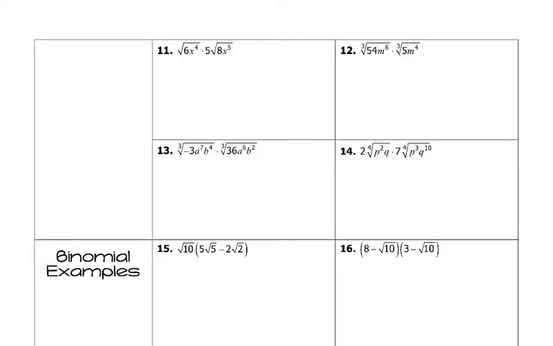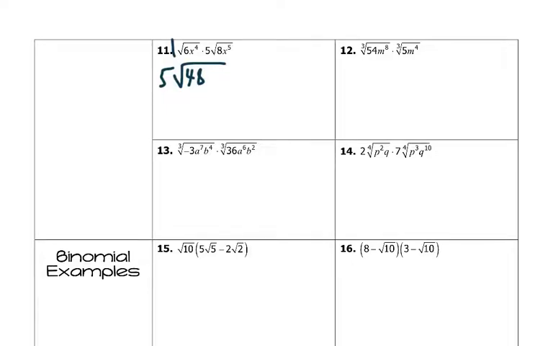So here we go. Square root of 6x to the 4th times 5 square root of 8x to the 5th. Well, we got to multiply the coefficients. The coefficient here, is there a coefficient? There sure is. It's a 1, even though we don't see it. There's a 1 in front of it, so 1 times 5 is 5. So we have a 5 that's out there. 6 times 8 gives us 48. We can do that because they're both inside of the square root.